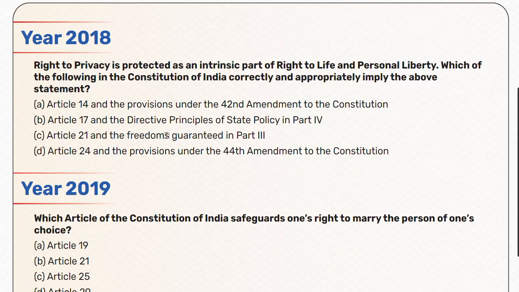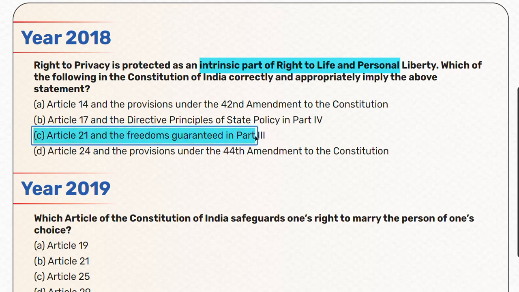In these questions, right to privacy is protected as an intrinsic part of right to life and personal liberty. Which of the following in the Constitution of India correctly and appropriately imply the above statement? So the correct answer is C. Part 3. So Puttaswamy case, Article 21, Supreme Court interpreted that the right to privacy is the part of the right to life and personal liberty under Article 21.